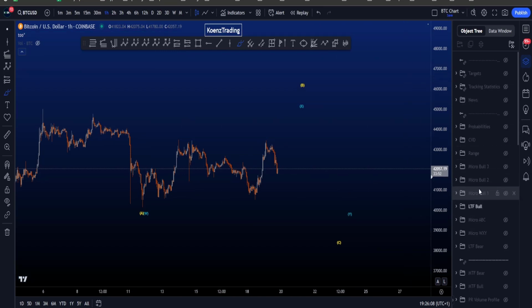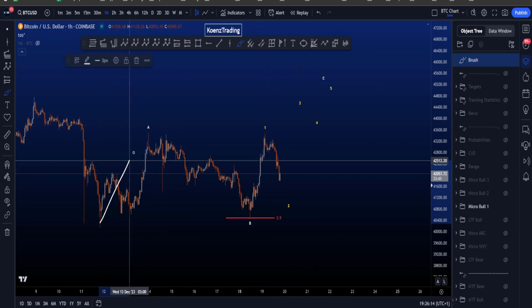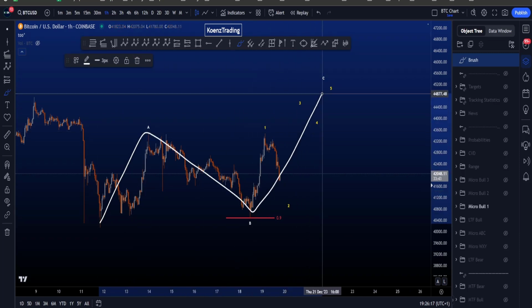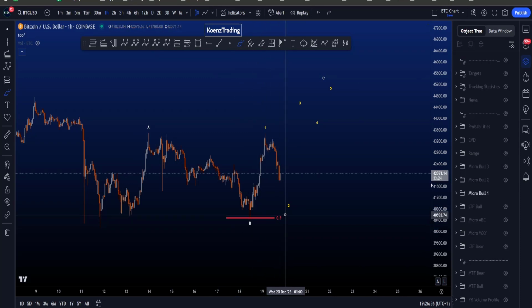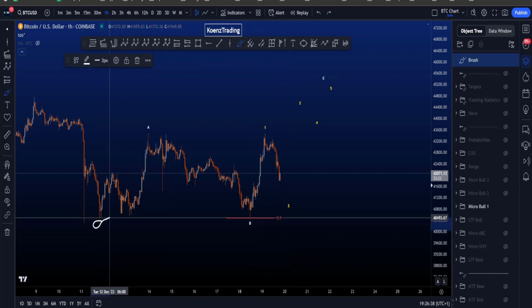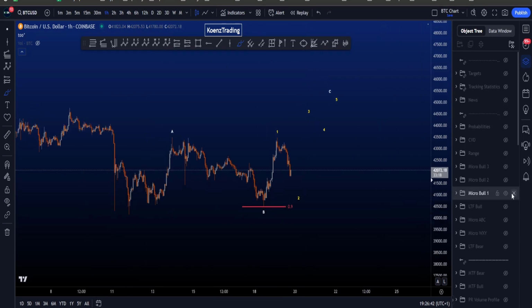Now I have three scenarios here for this particular case. The first one is again a flat structure where we then have an A, B, and then a wave C to the upside. However, also in this case, wave B of course did not hit the 0.9 Fibonacci taken from the low to the high of wave A, which is not something that I like to see.